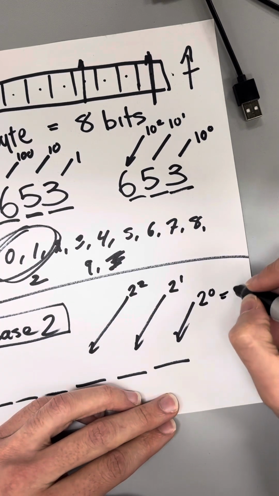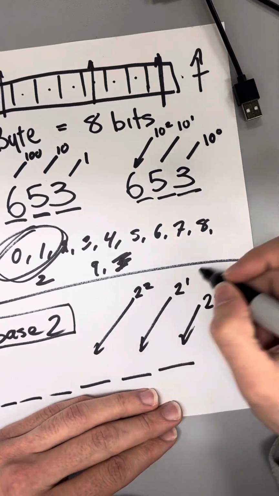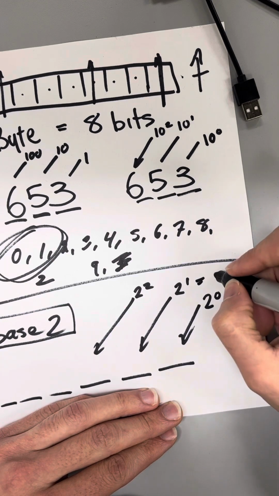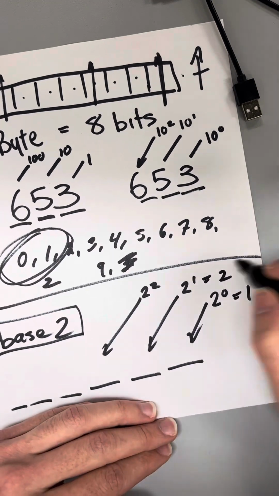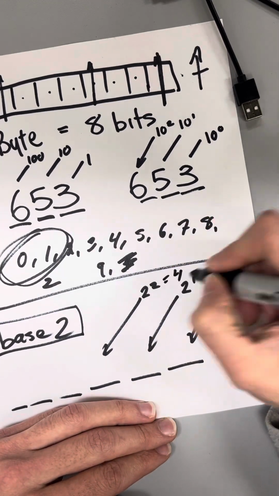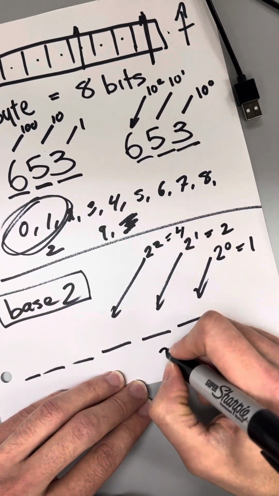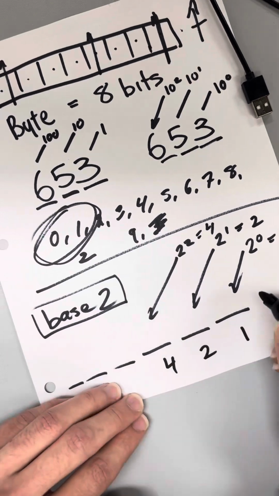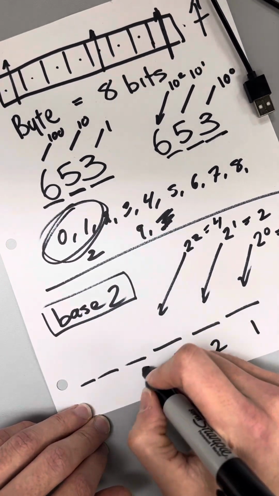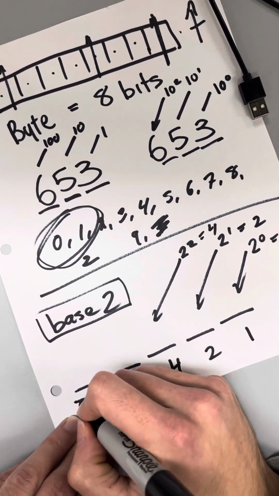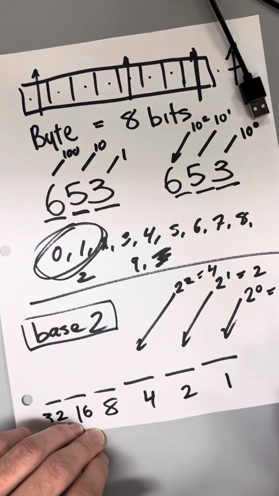Sure, I'll just write equals. So this is the ones place. 2 to the 1 is 2, so that's the 2's place. 2 to the 2 is 4, so that's the 4's place. So I've got a 1's place, a 2's place, a 4's place, and if you keep going on, you've got an 8's place and a 16's place and a 32's place.